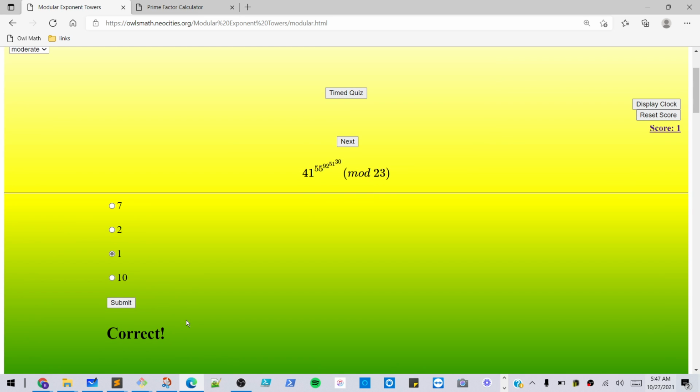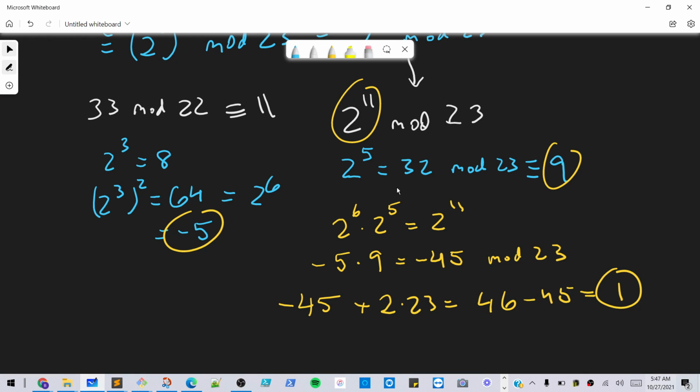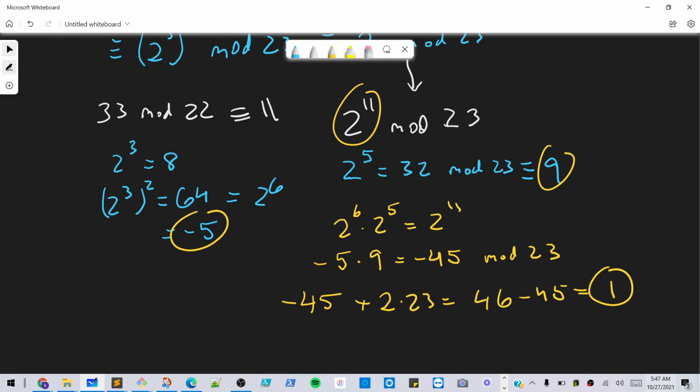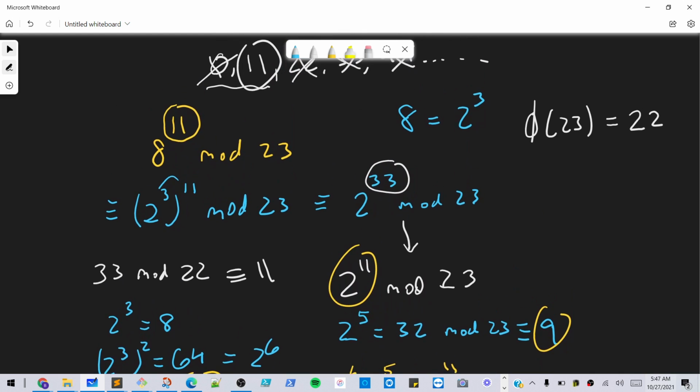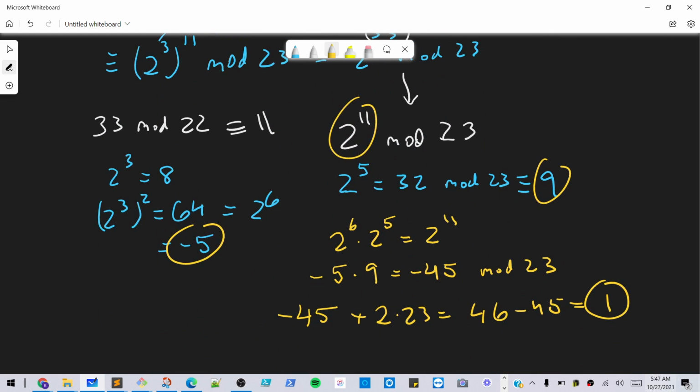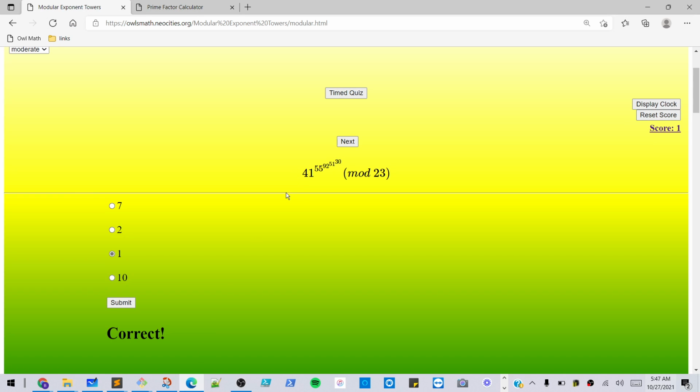So that was quite a bit of work, but you actually see that it does reduce pretty nice, especially when we had that whole thing reduced to 11, and then it reduces to 1. So that's how you do these. That's a pretty good example, actually. It had a lot of the tricks in there.